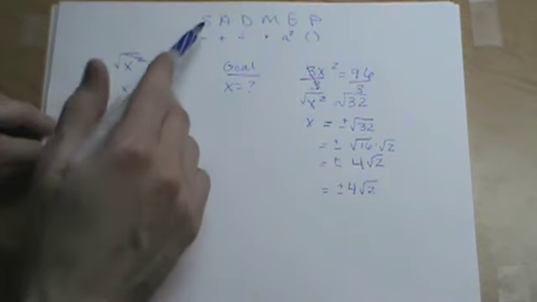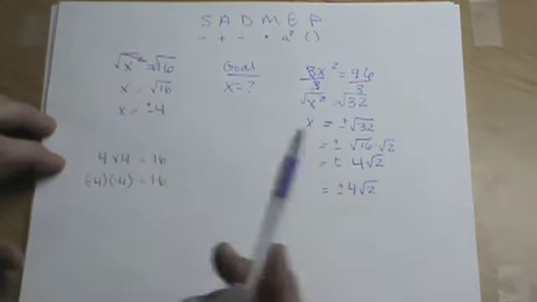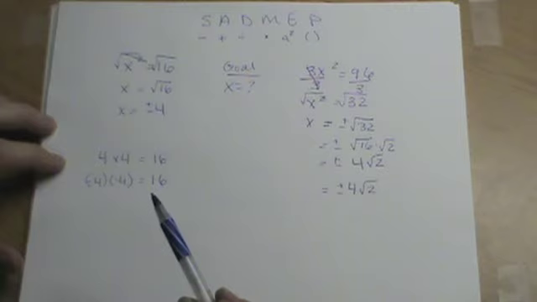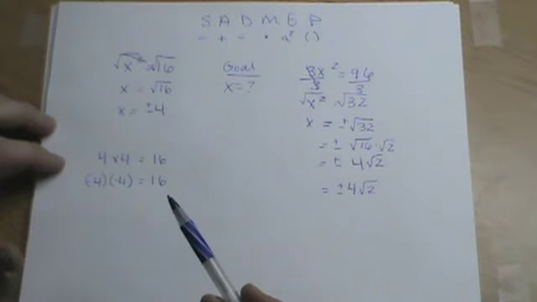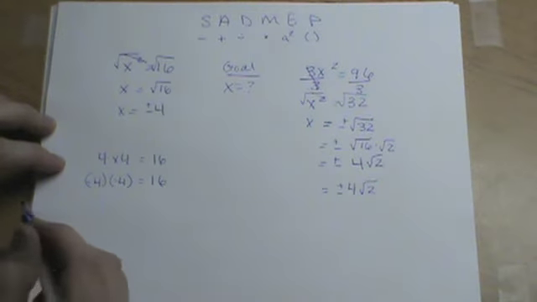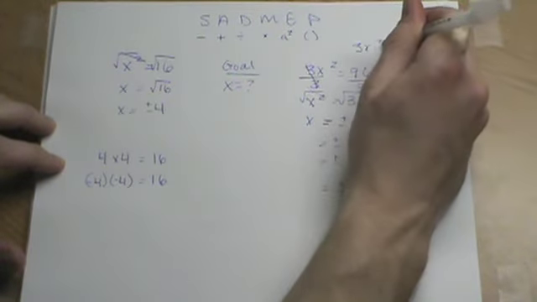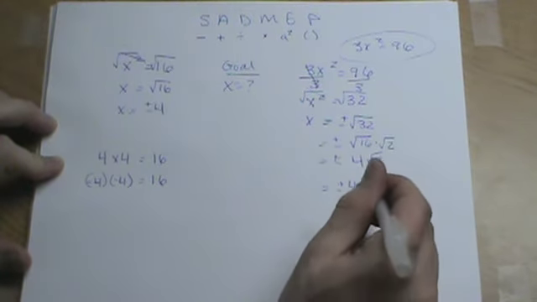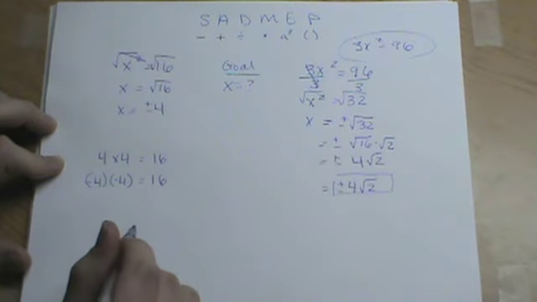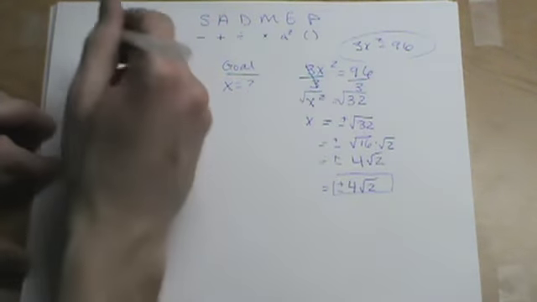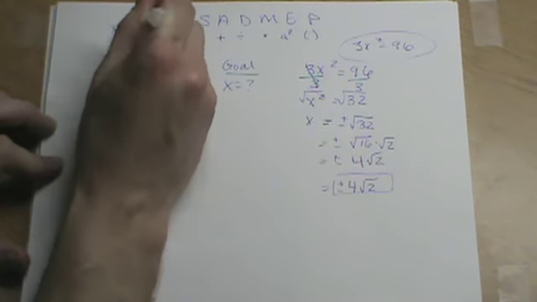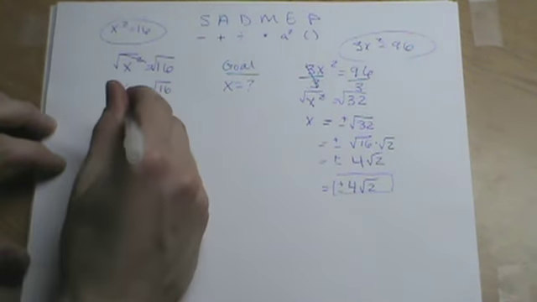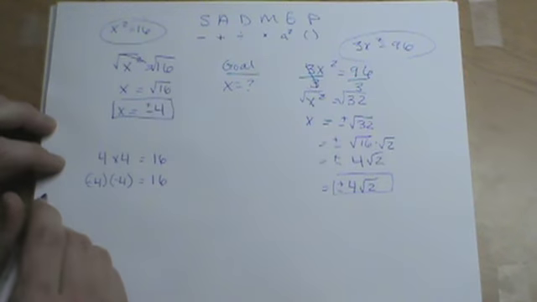So we're working through this SADMEP. We're just working in order through that. So not too difficult, but it takes a while to get used to. So if you need some more help, refer back to these videos when working on your homework. So again, we started out with 3x squared equals 96. That was our starting problem. And we ended with our answer, plus or minus 4 square roots of 2. Over here, we began with x squared equals 16, and we ended with x equals plus or minus 4. All right? This is solving equations with squares.